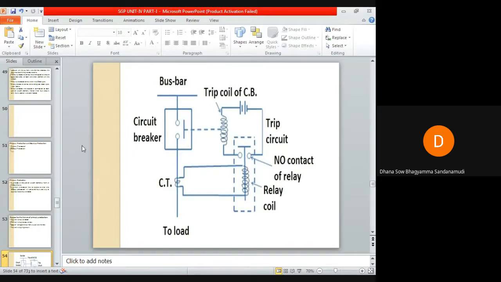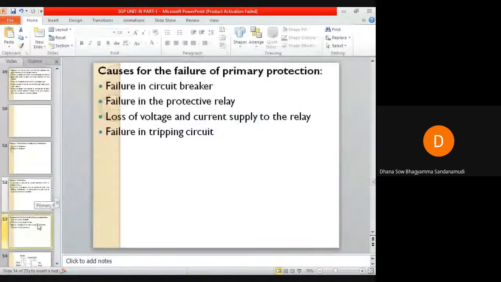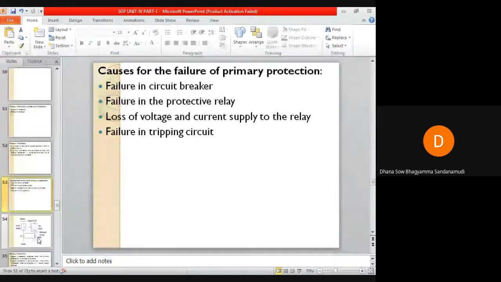Next is failure in the protective relay. If the relay setting is not properly done, then it cannot sense the fault. So the relay setting will be done.